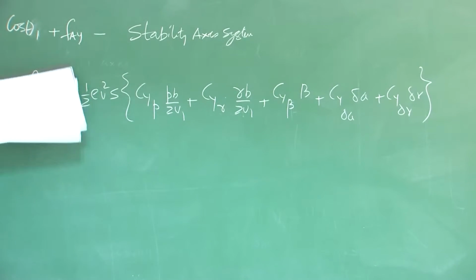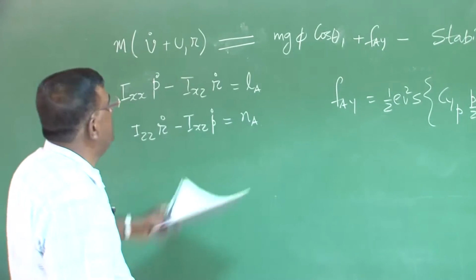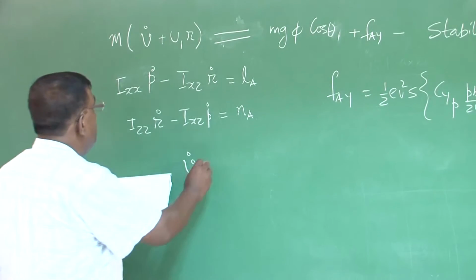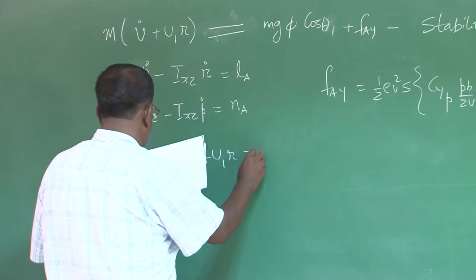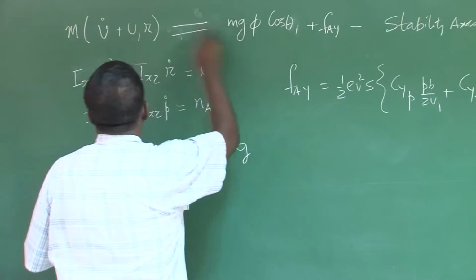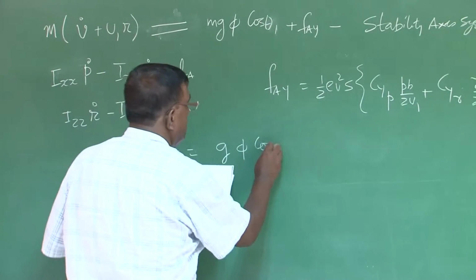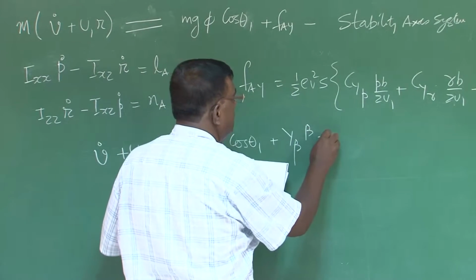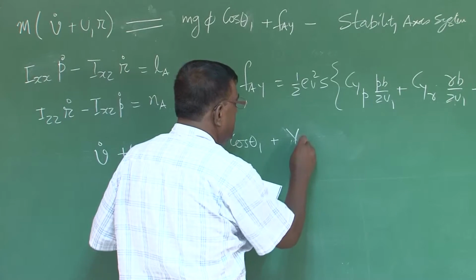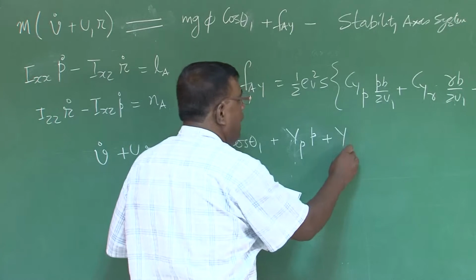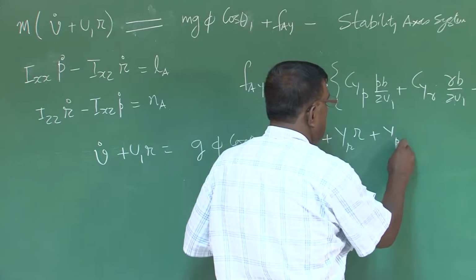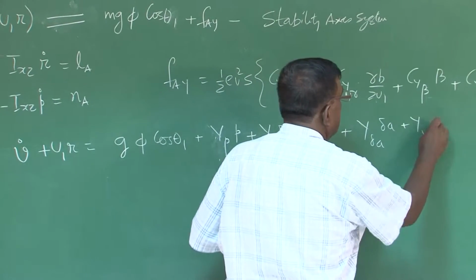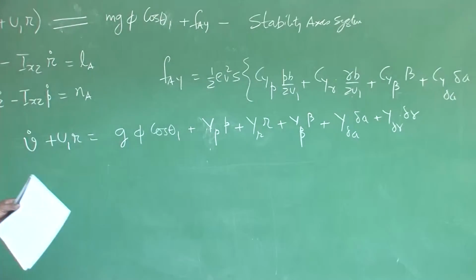Now, if I substitute this here and then divide by M, then I can write this equation in a dimensional derivative form, which we did for the longitudinal case, and that would be V dot plus U1 into R equal to g phi cos theta 1 plus YP into P plus YR into R plus Y beta into beta plus Y delta A into delta A plus Y delta R into delta R. Are you clear what we have done?